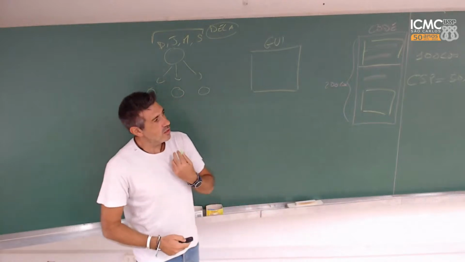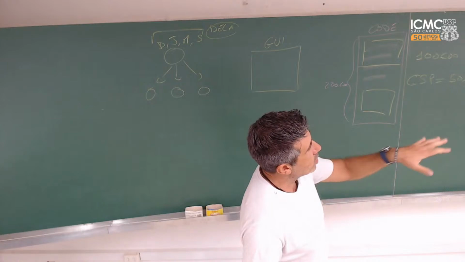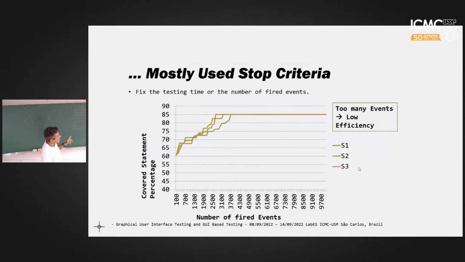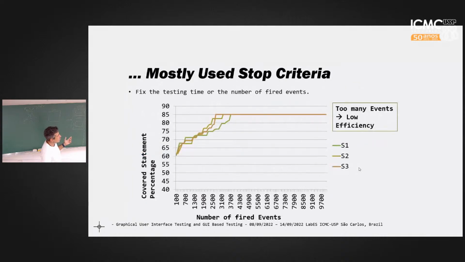So we used this solution, and we provided a testing process that automatically stops its execution at a point that represents an optimal trade-off between the effectiveness and the cost of the testing process. Okay? A point where the test adequacy is maximized, in the sense that we covered as much as possible, and no testing effort is wasted. So we want to stop here.